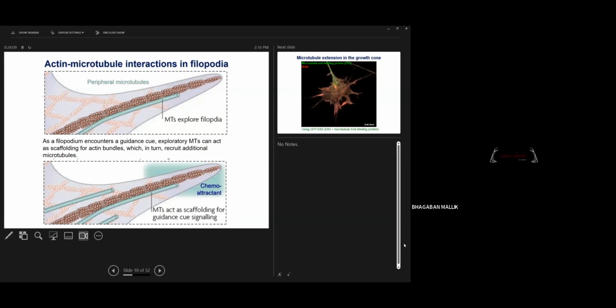So here it shows the same thing cartoonishly. Here you can see that the microtubule is extended into the filopodia and makes a bundle with actin. These are the peripheral microtubules. The function of the microtubule here is that it enters into the filopodia and serves as a scaffolding protein. Scaffolding means it is supporting the actin so that the filopodia can grow easily. It is also a scaffold for guidance cue signaling. So it is helping the F actin to grow at the tip of the filopodia. And you will find this type of structure in the actively growing filopodia.